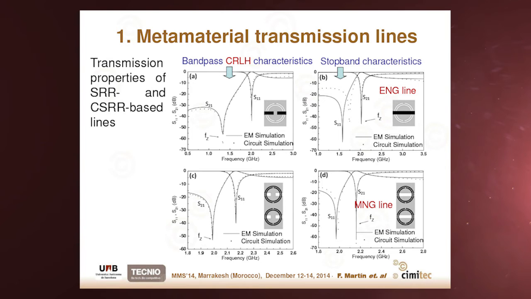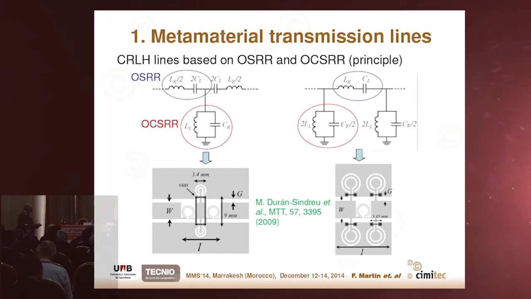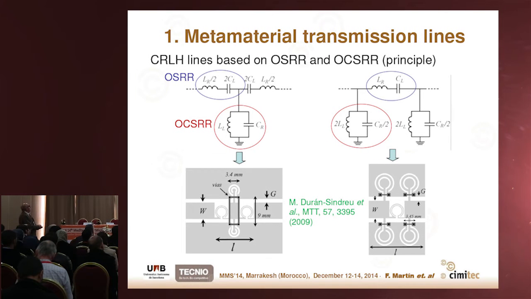Let us now move to the open counterparts, open splitting resonators and open complementary splitting resonators. Is it possible to implement composite right-handed lines by means of these particles? And the answer is, of course, yes. The reason is that if we think of the canonical model of a CRLH line like this, shown before, we can synthesize these series resonators by means of an OSRR and the shunt resonator, parallel resonator, by means of an open complementary split resonator, as shown here.